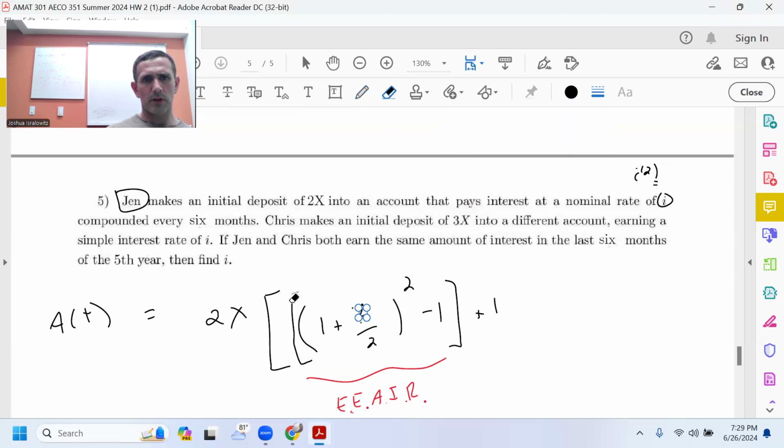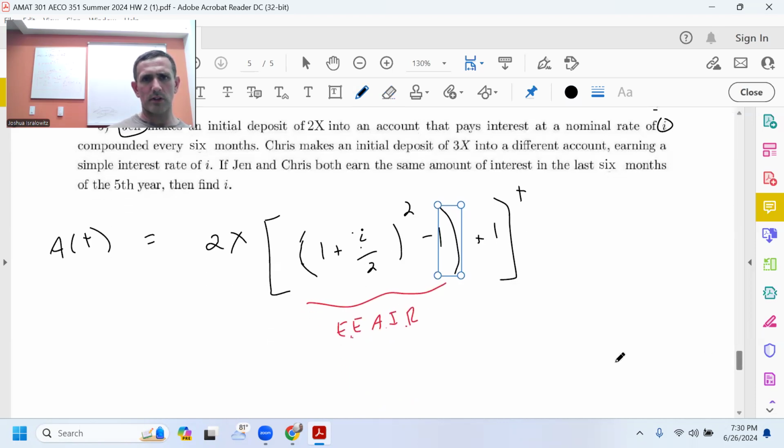There are too many brackets here, so I'll do another parentheses, I suppose. So it's this to the t. Well, the ones cancel, so I should be able to squeeze it in here: 2x times 1 plus I over 2, to the 2t. All right.